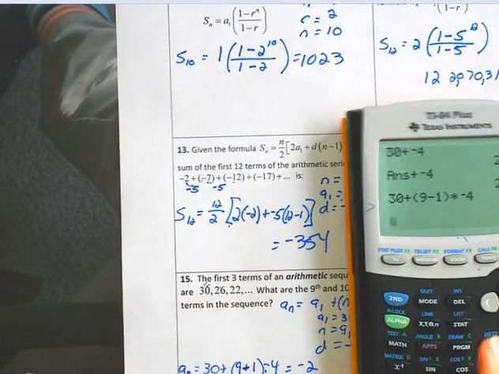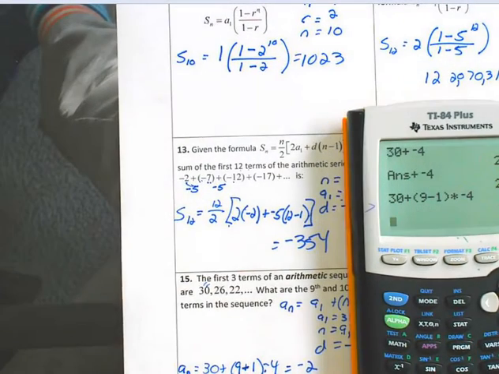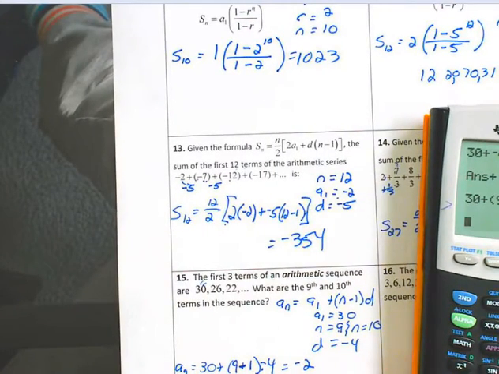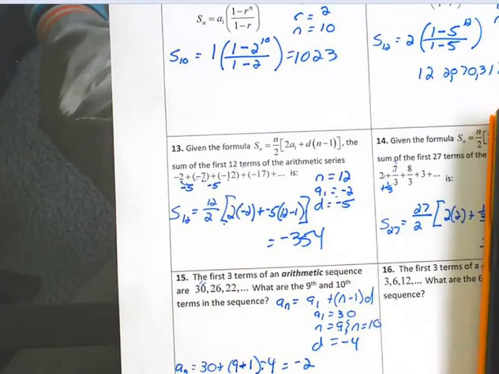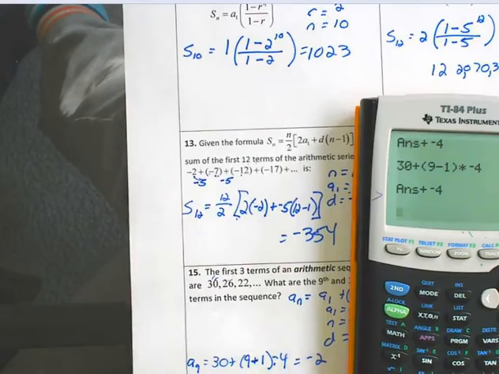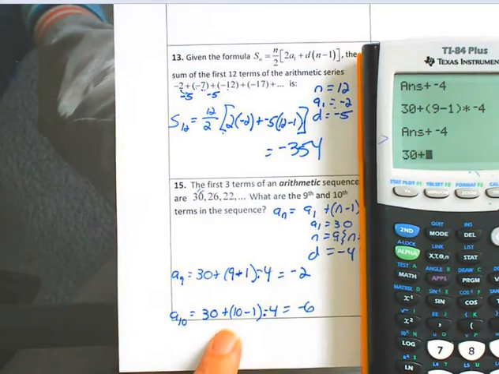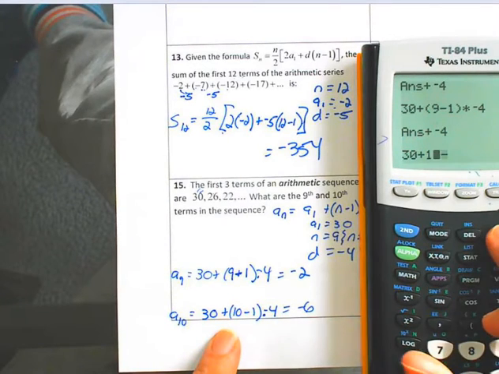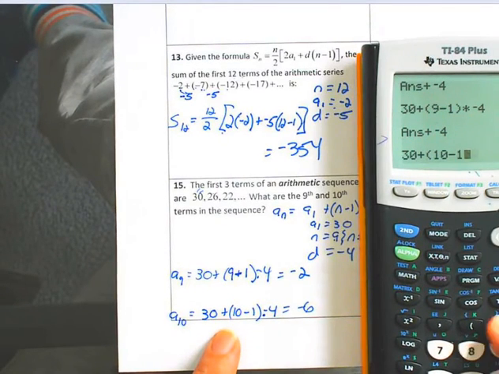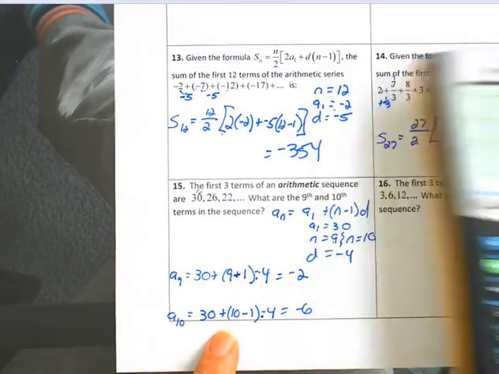Now, you could plug it back into the formula, but if this is my 9th term, negative 2, I should just be able to add negative 4 to get my 10th term, which is negative 6. Let's see if it works, though. I have 30 plus 10 minus 1 times negative 4. Oh, look, it's negative 6. It worked. Perfect. All right, next one.